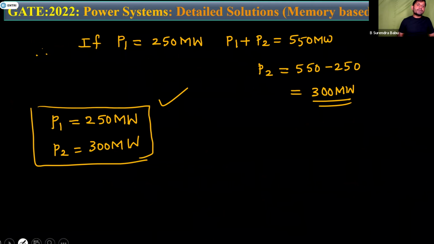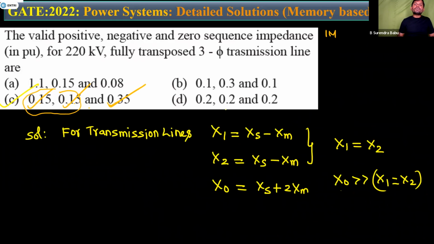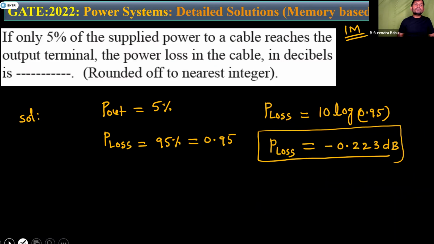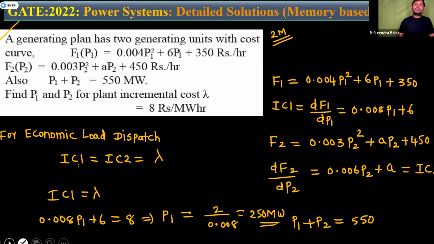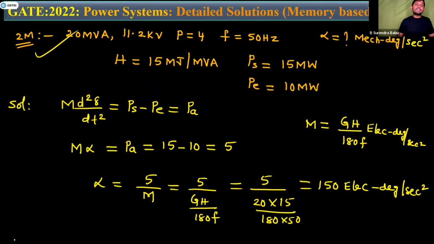Okay, please concentrate. Total how many questions in power system did I cover? There are 4 1-mark questions: 1, 2, 3, 4. And 2 2-mark questions. This is a total of 8 marks weightage.